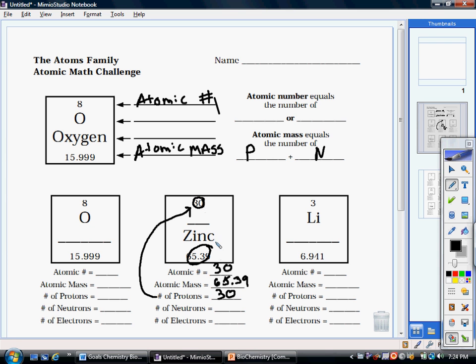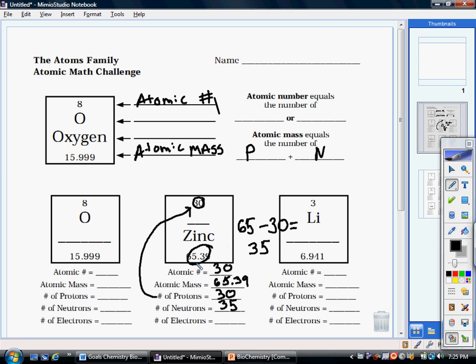The number of neutrons, this is how we get the number of neutrons. You take 65.39 and round it to the nearest whole number, so 65, and then you subtract the number of protons from it. In this case it's 30. So 65 minus 30 equals 35. That's how you get the number of neutrons.